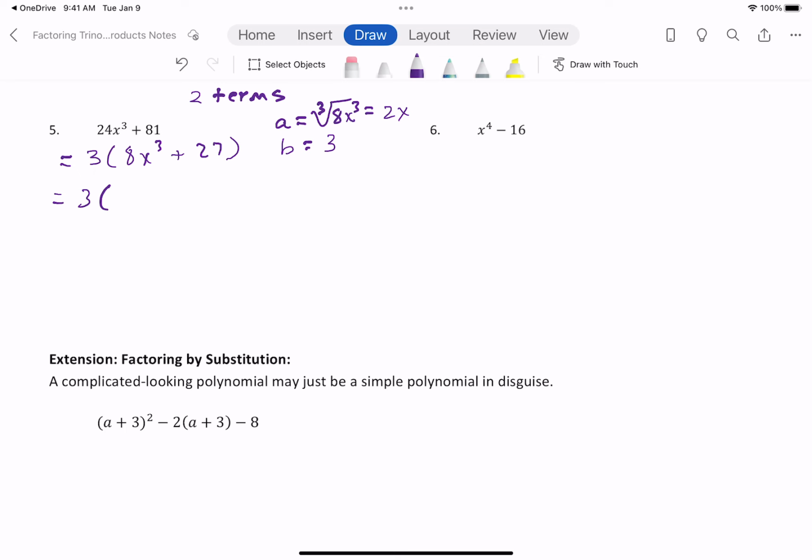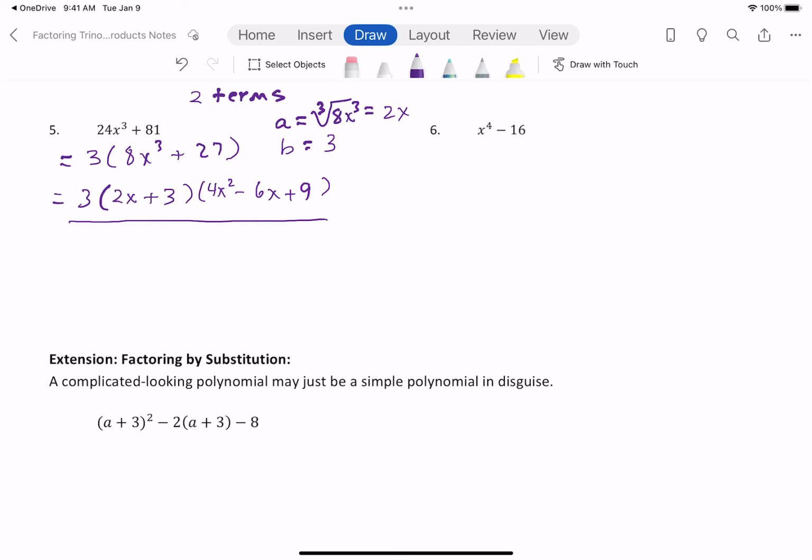So remember, our cube formula is kind of long. It's a binomial times a trinomial. So we have a plus b. Then we square a. So 2x times 2x is 4x squared. Opposite sign. Then we multiply a times b. 2x times 3 is 6x. And then a positive, and we square b. 3 times 3 is 9. So that is my factorization.